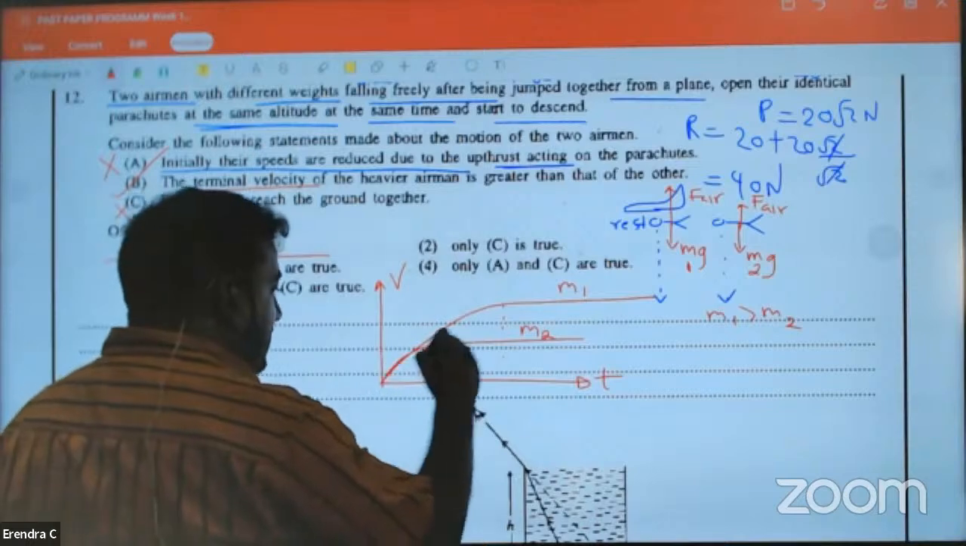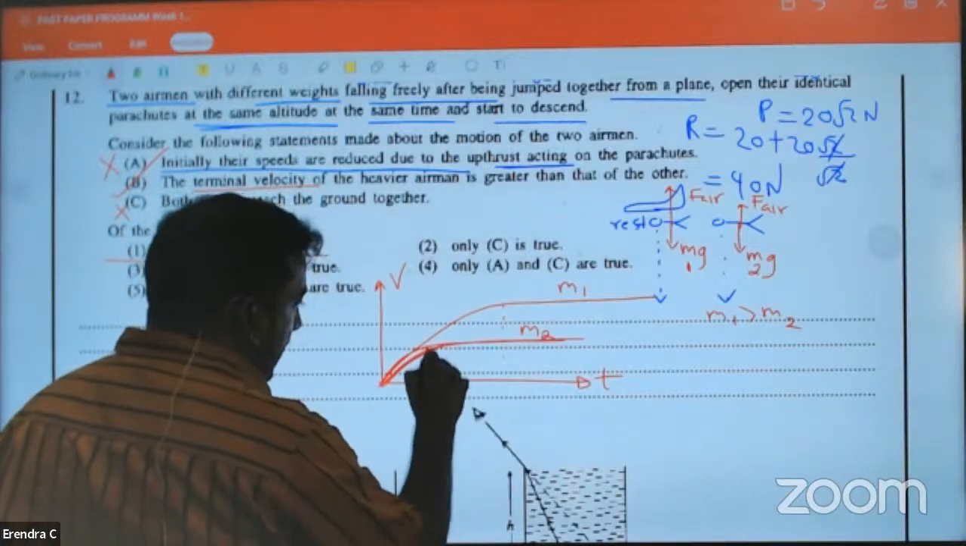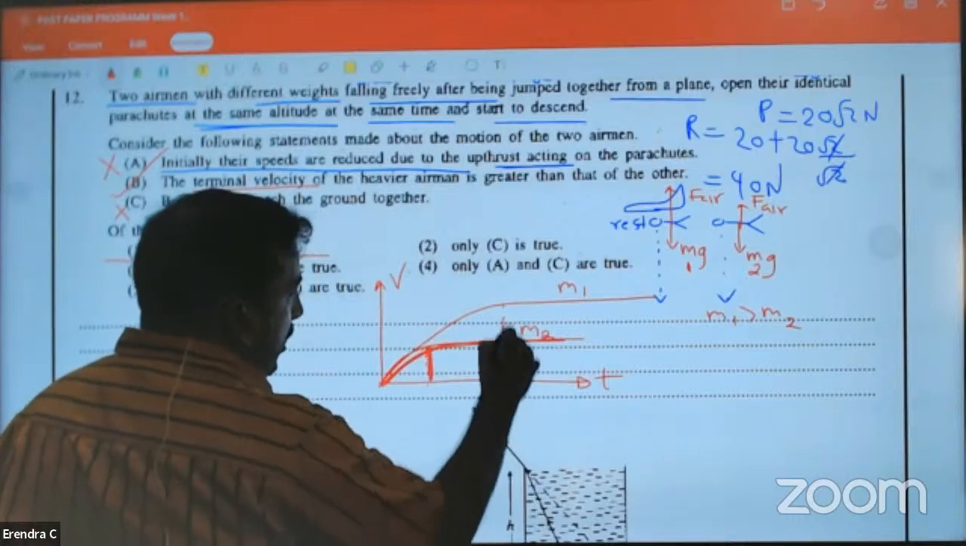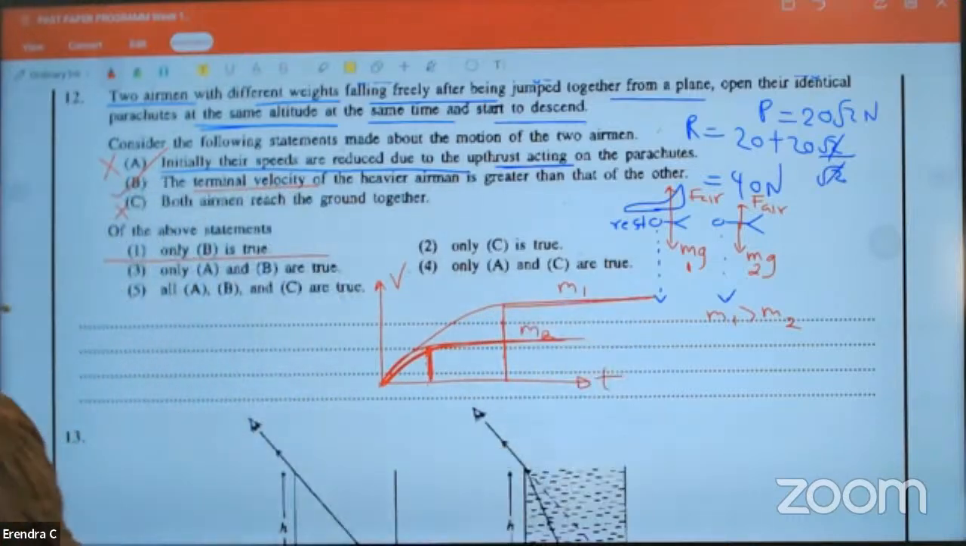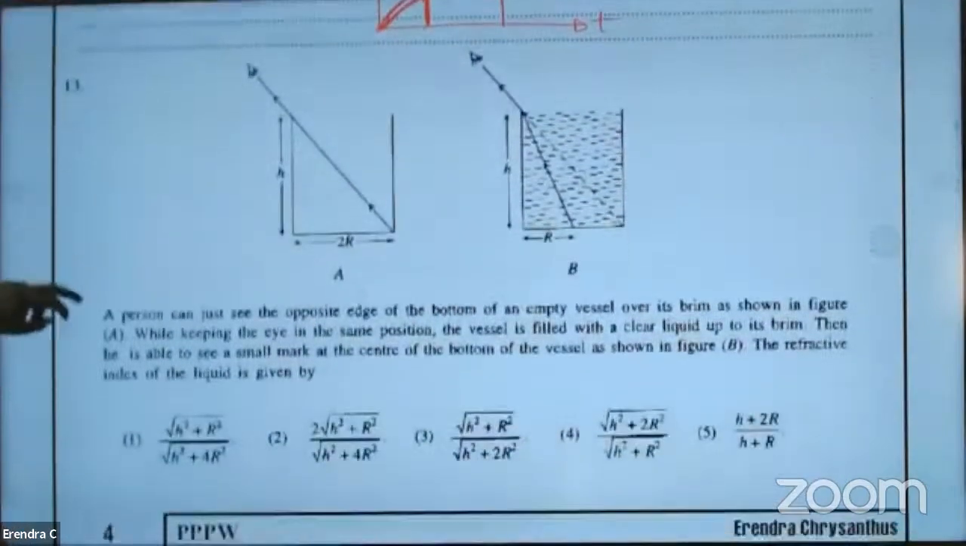So the accelerations are different. It goes somewhere like this, but the shorter one reaches terminal velocity in a shorter time, and the other takes a longer time to reach terminal velocity. Okay? Right. This one.